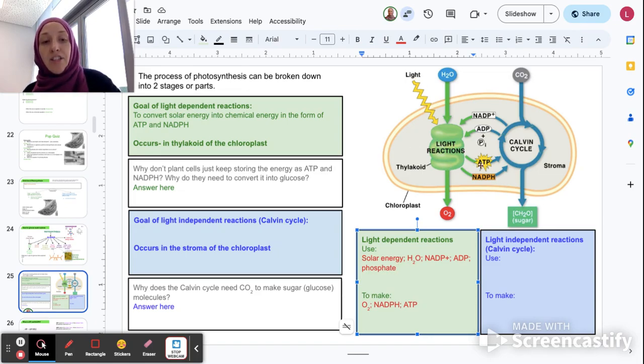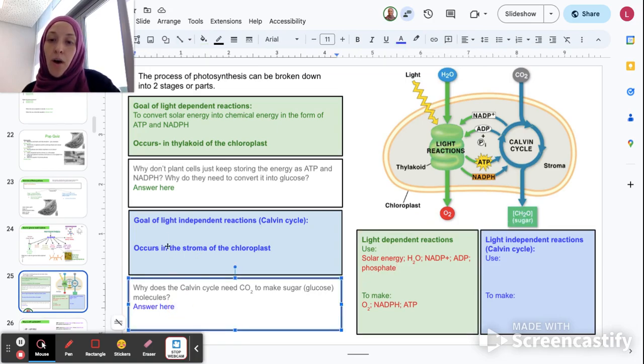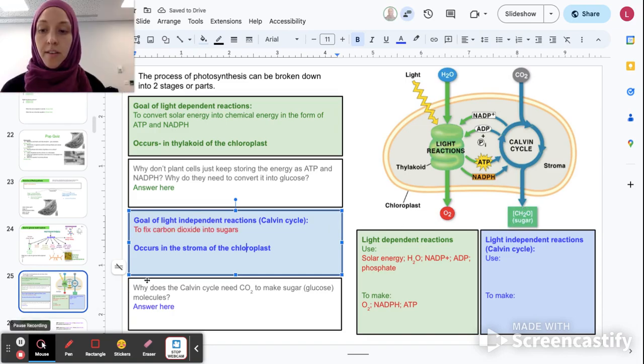So our light reactions produced ATP and NADPH. Why? Because the Calvin cycle needs that chemical energy to fix carbon into sugars. So what is our goal of the Calvin cycle? Well, our goal is to fix carbon dioxide into sugars. And I've put that here, to fix carbon dioxide into sugars.